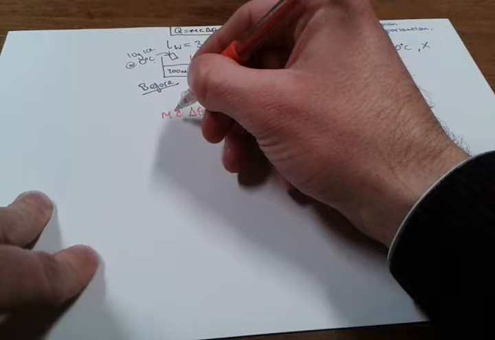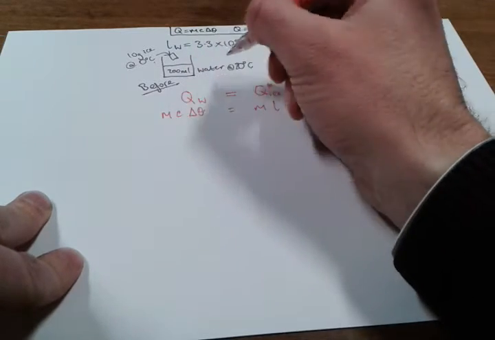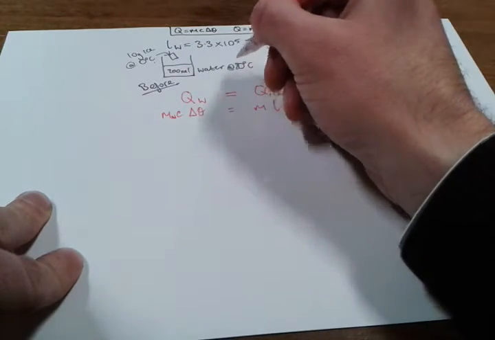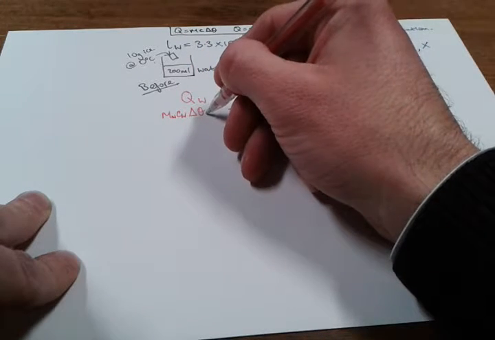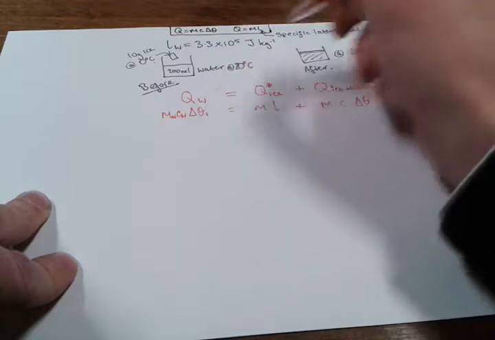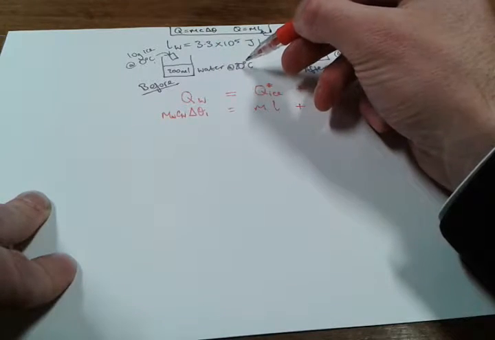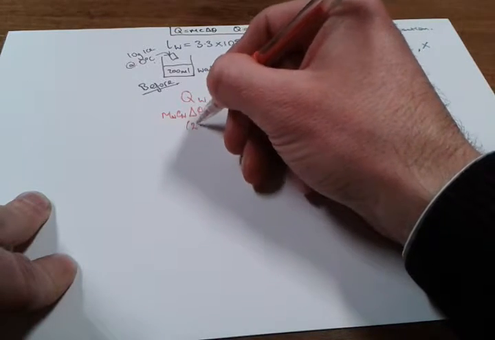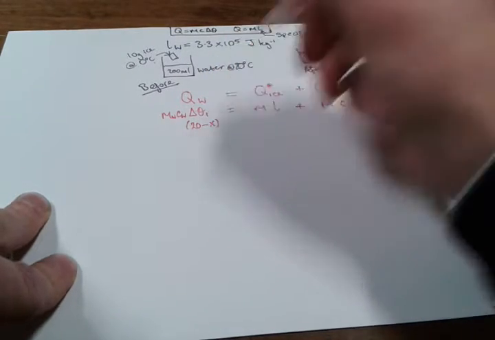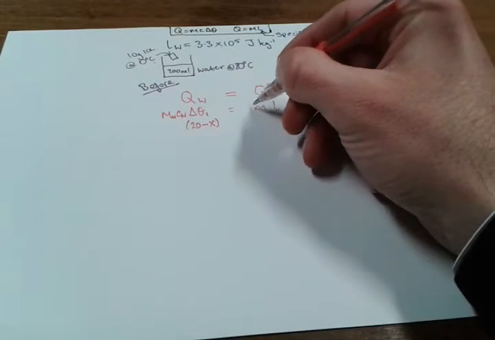Okay. So what are my subscripts here? Well, this is the mass of the water in the beaker, the specific heat capacity of water, and delta theta 1. Keep in mind the water is going to start at 20 degrees and finish at some temperature lower than 20 degrees. So for that, we're going to put in 20 minus x, whatever x is here as our final value.